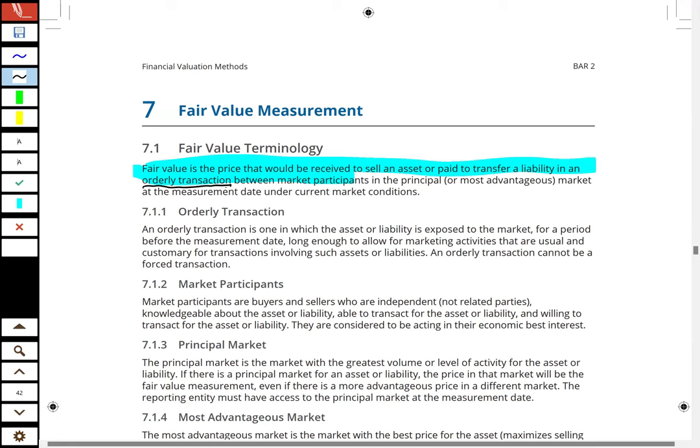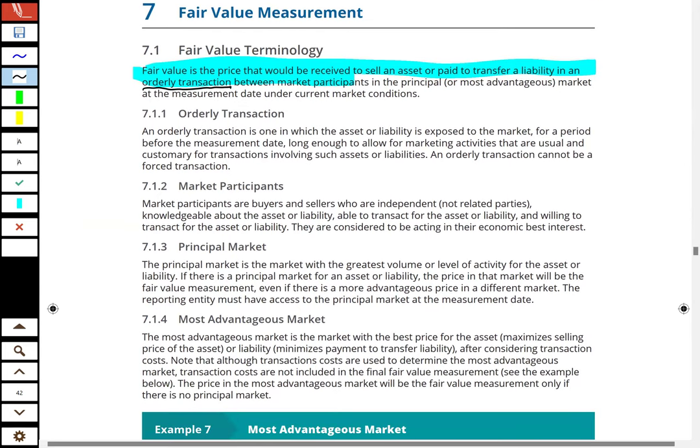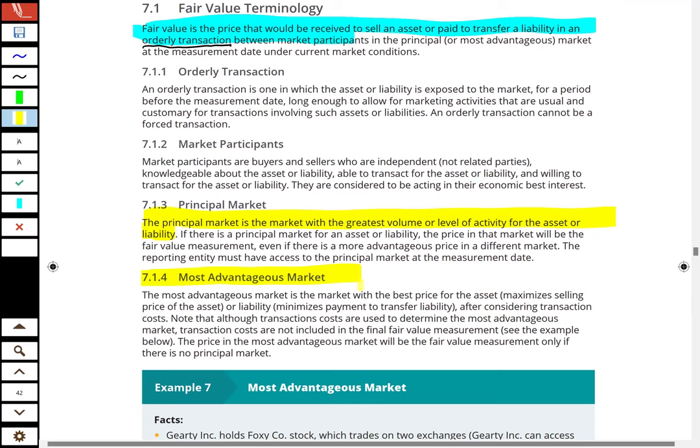Now, you say, well, what is the principal market? Let's go down and look at the definition of principal market. The principal market is the market with the greatest volume or level of activity for the asset or liability. Okay, what is the most advantageous market? Let's look at that. We say the price in the most advantageous market will be the fair value measurement only if there is no principal market. So flashcard those two terms. You should use the principal market, but if there is no principal market, then you use the most advantageous market.